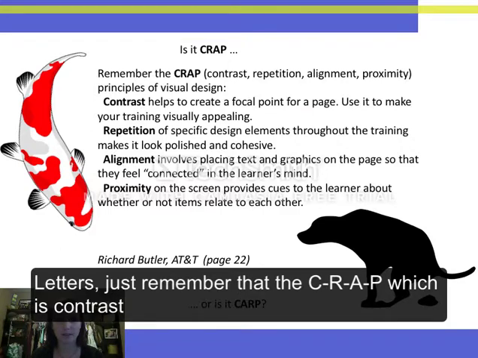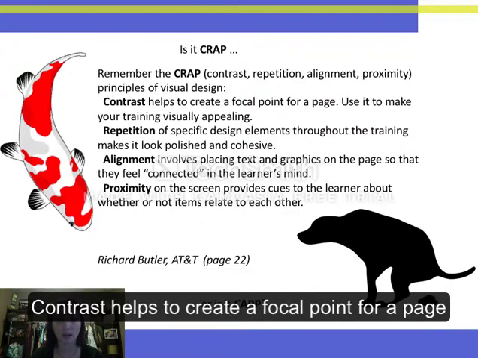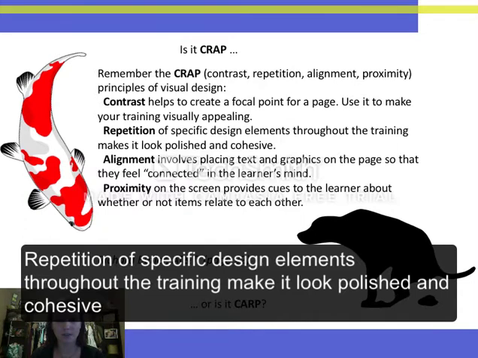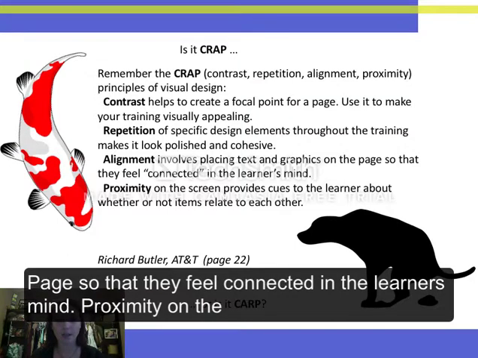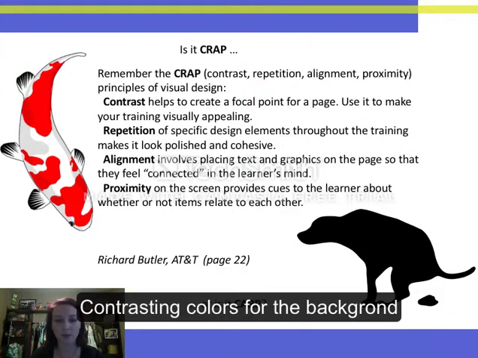Just remember that the CRAP, which is contrast, repetition, alignment, proximity, these are the principles of visual design. Contrast helps to create a focal point for a page. Use it to make your training visually appealing. Repetition of specific design elements throughout the training make it look polished and cohesive. Alignment involves placing text and graphics on the page so that they feel connected in the learner's mind. Proximity on the screen provides cues to the learner about whether or not items relate to each other.